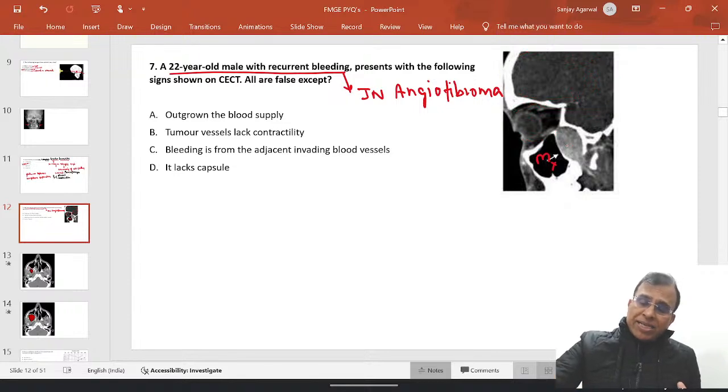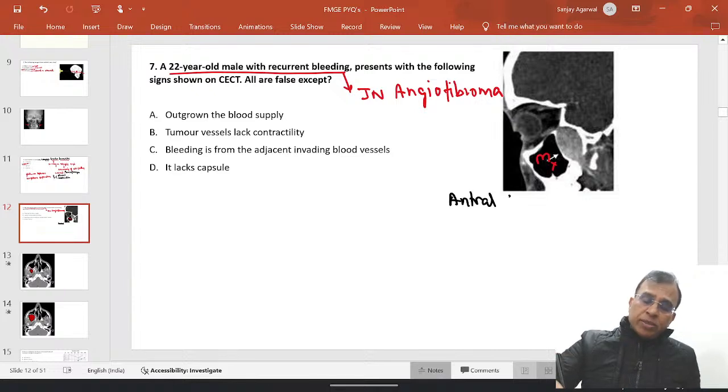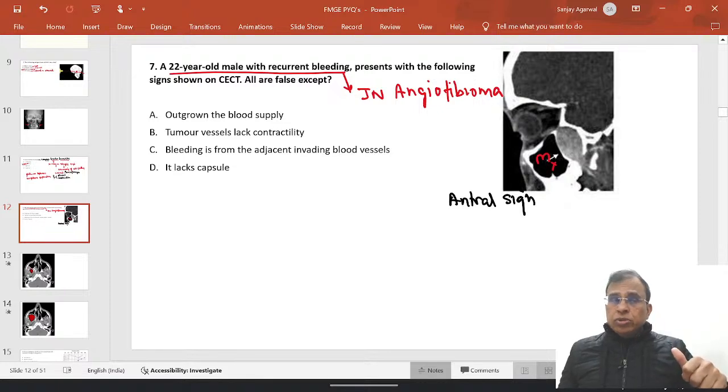And if you look at this maxilla, this is the posterior wall of the maxilla, which should have been like this. It has been pushed anteriorly because there is a tumor here. And this tumor is angiofibroma. Right. Now this finding on a CT scan, the posterior wall of the maxilla pushed anteriorly, is called the antral sign.